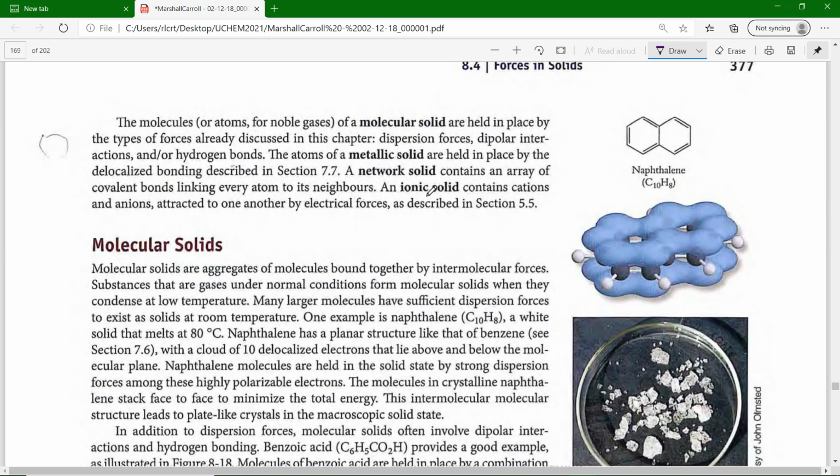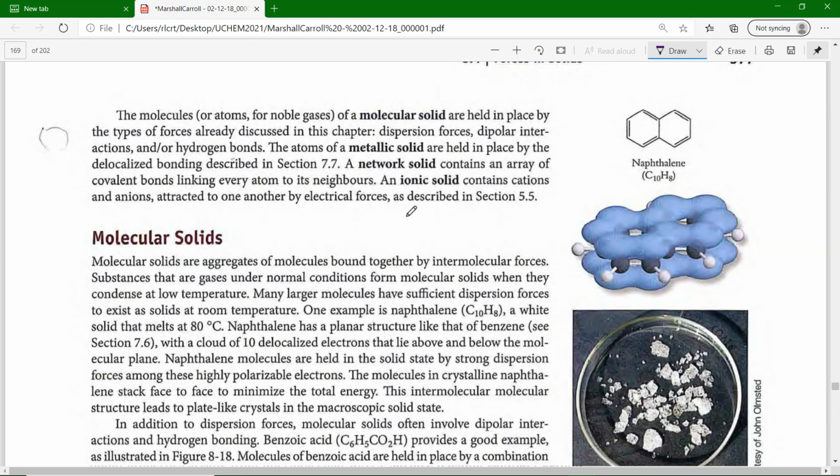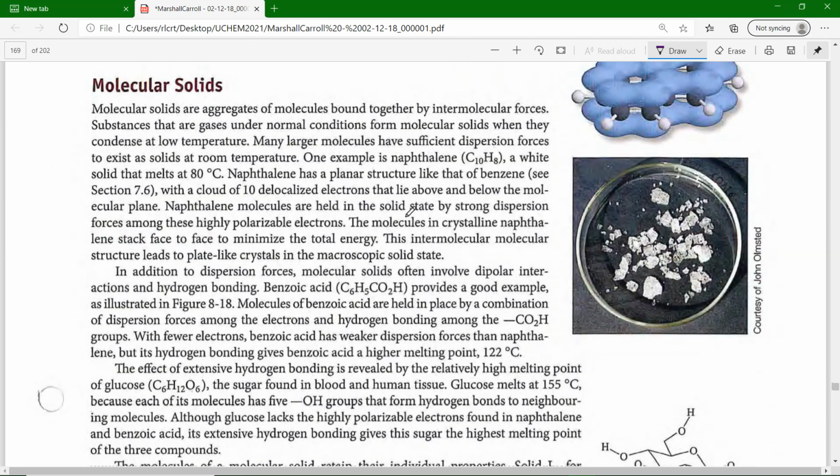Let's just say an array, fine. And an ionic solid contains cations and anions attracted to one another by electrical forces. So molecular solids, well, I basically talked about it. I don't think I need to add much more than that. Well, I can add a bit.